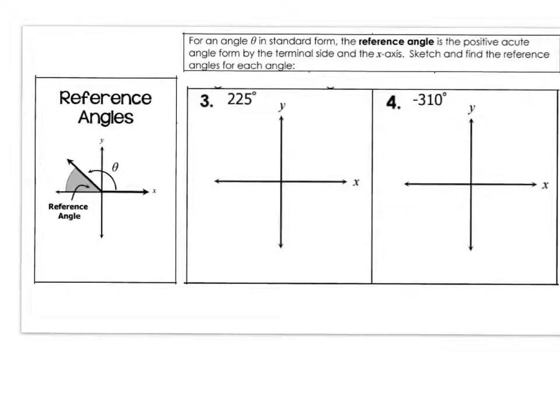So at 225 degrees, the first thing you want to do is draw a 225 degree angle. So that is 180 plus 45. So I'm going to go 180 degrees plus another 45. So that's going to split quadrant 3 in half. That is a 225 degree angle.